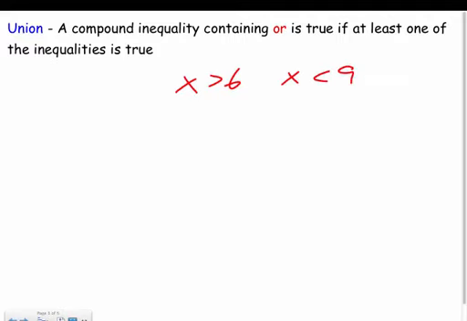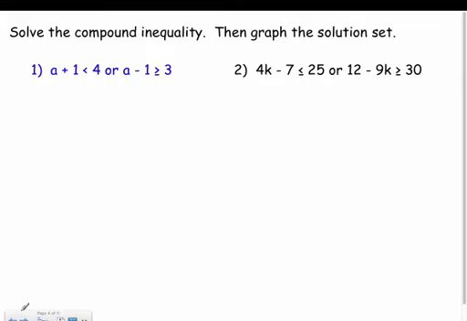So if I said x is 12, would that work? Yeah, it's greater than 6, isn't it? 12 is greater than 6, so it works. As long as one's true, the whole thing is true for or. Same thing if I pick 3. Will that work? Yeah, it's less than 9. Okay, so it works. Could it be 7? Yeah, because it's greater than 6 and it's less than 9. So as long as it works for one, it works for the whole thing. That's the only difference with or.